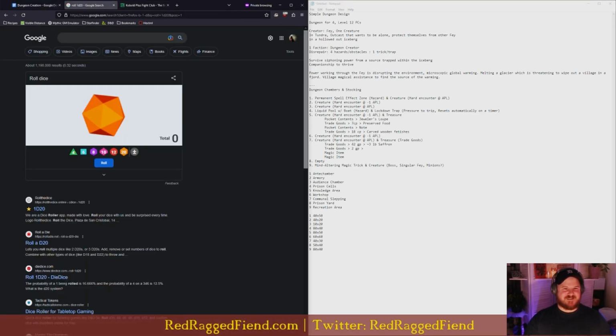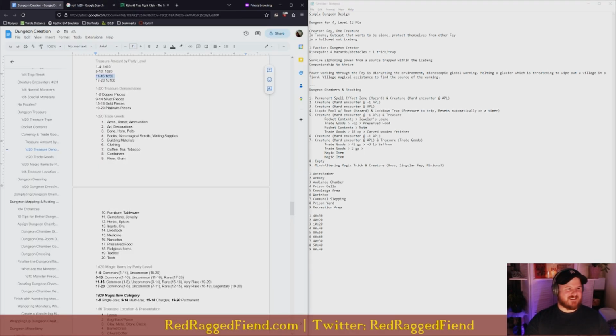And our final trade good down here is 19. So some sort of textile, so not worth a lot. So it's going to be probably like linen. It's like a bolt of linen cloth.